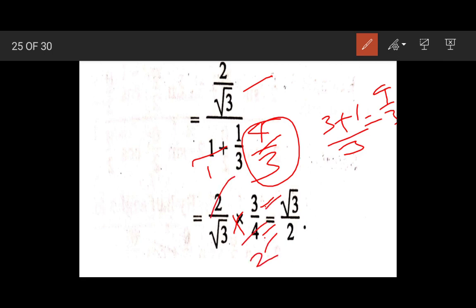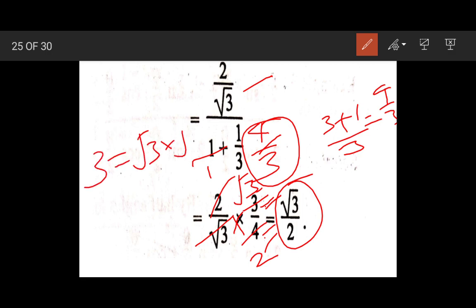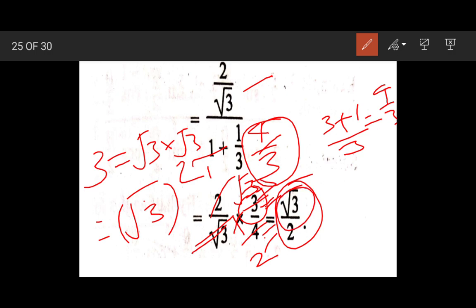Now cancel out the term. So that will be root 3 upon 2. This 3, can I write this 3 as root 3 into root 3? Right? This 3 is root 3 into root 3 means root 3 whole square. Right? So one root 3 is cancelled. So here it comes root 3 and denominator is 2. So answer is root 3 upon 2.